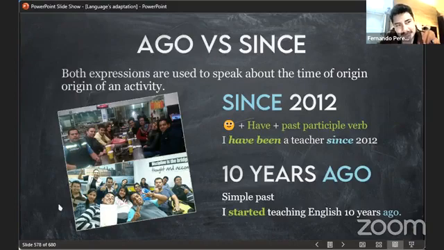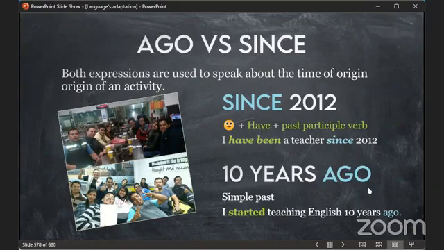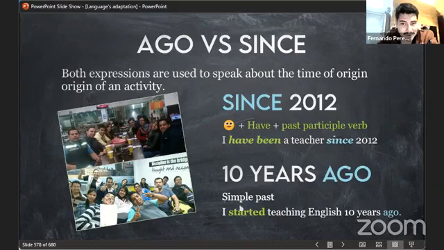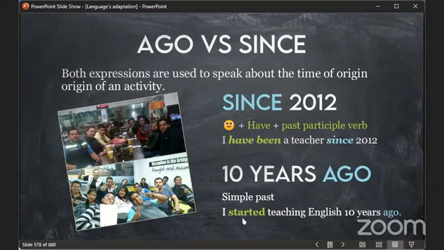That's the principal difference between ago and since. Since is necessarily used with have. Ago is necessarily used with the simple past. Yes, another difference.